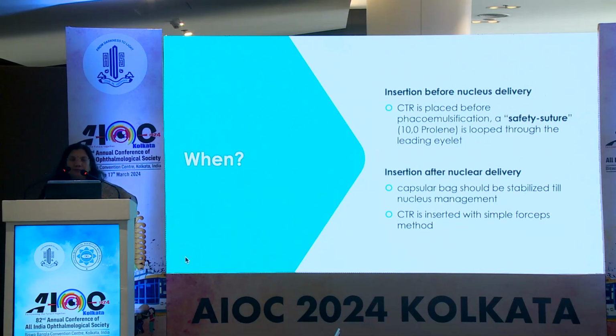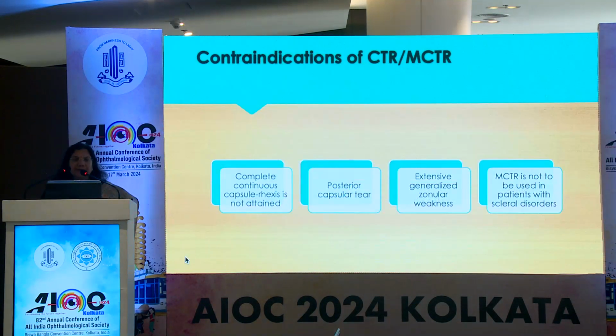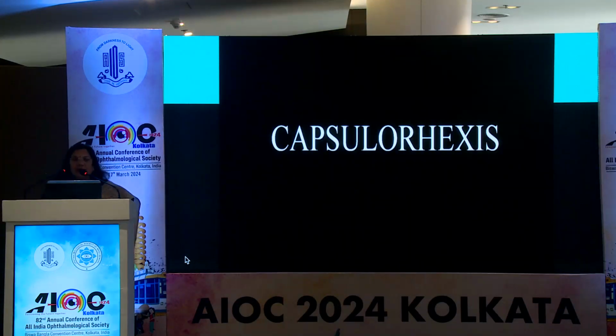So it can be done before phacoemulsification or before SICS nucleus delivery, or it can be done after nucleus delivery, whichever is comfortable and whichever is important for that patient. So if you're doing it after nucleus delivery, it should be stabilized till nucleus management. You can stabilize it with iris hooks, and it can be inserted with simple forceps. Correct? So what are the contraindications to a CTR? If your rexes is broken, if there's a PC tear, if there's extensive zonular weakness, otherwise you will have the CTR inside the vitreous. And so that is very, very important.